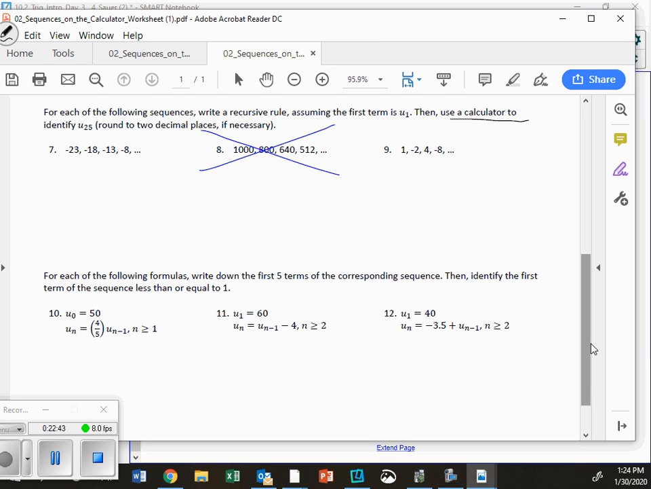So write a recursive rule. Ooh, I know how to do that. U sub 1 is equal to -23. Somebody help me. What's the second line always? Come on, help me out. U sub n is equal to U sub n minus 1.